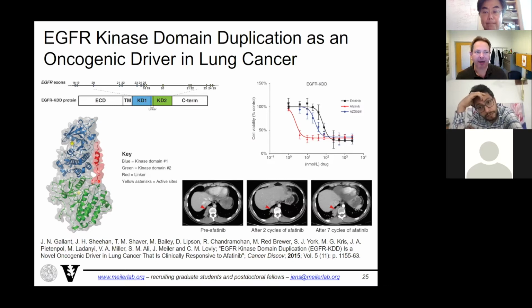And so then the logical hypothesis is this patient should be treated with an inhibitor for that particular kinase, which is afatinib in this particular case. And so the patient was then put on afatinib, which was not the standard therapy at the time. And it's hard to see, I'm not an MD, but this is the tumor, and you see it shrinking after the first 2 cycles of afatinib.